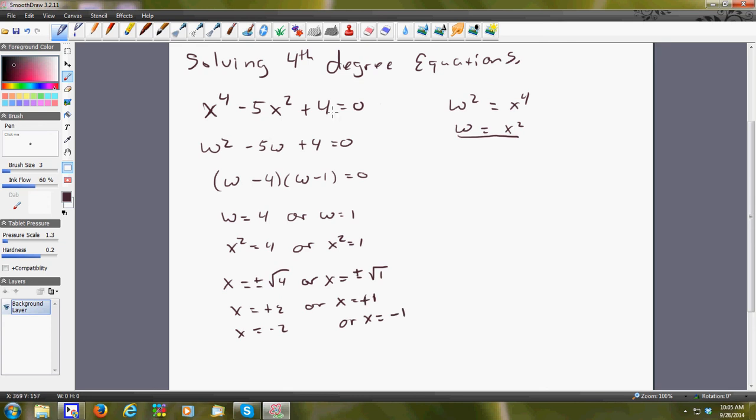The key to solving these is if you have a trinomial, fill it in using substitution. That's all.